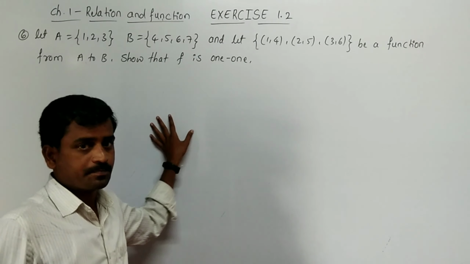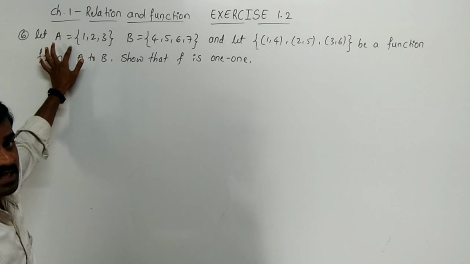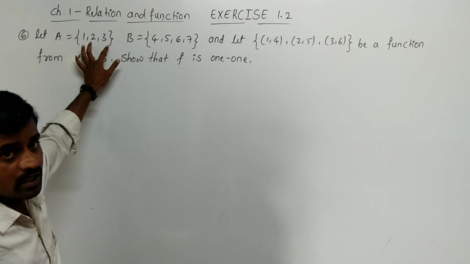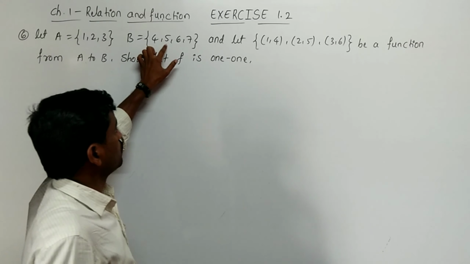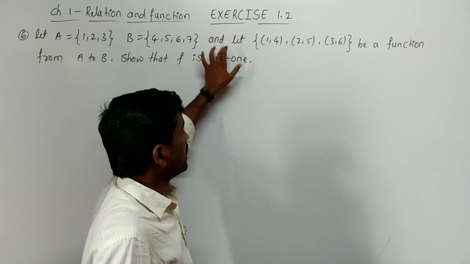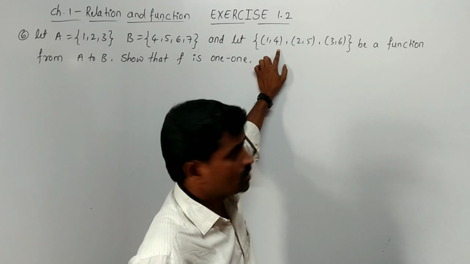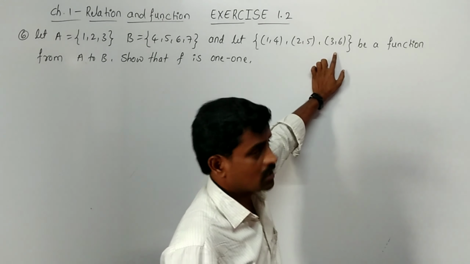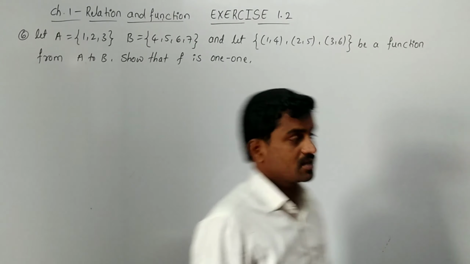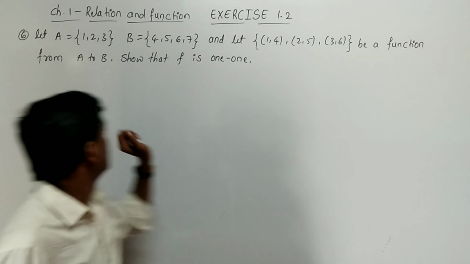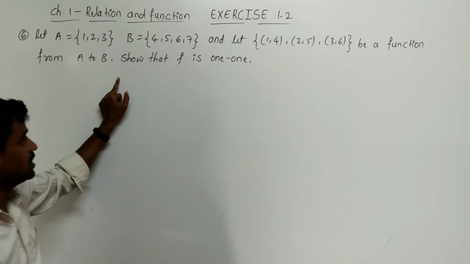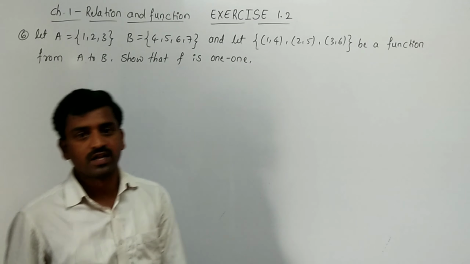Question number 6. Set A is equal to {1, 2, 3}. Set B is equal to {4, 5, 6, 7}. And let f = {(1, 4), (2, 5), (3, 6)} be a function from A to B. Show that f is one-one or not.